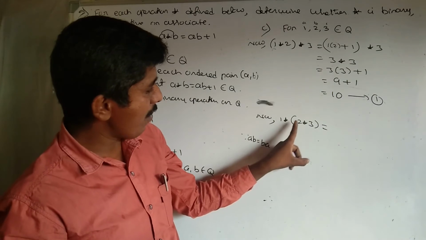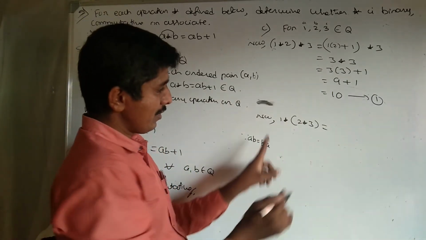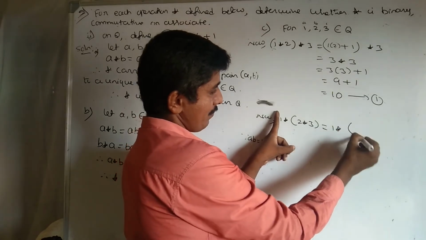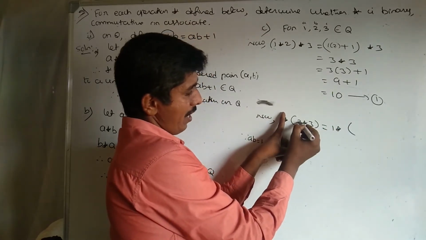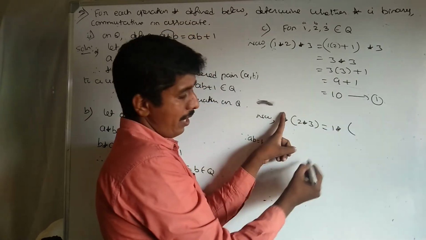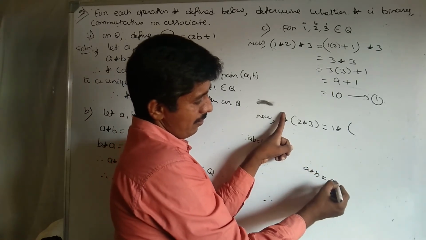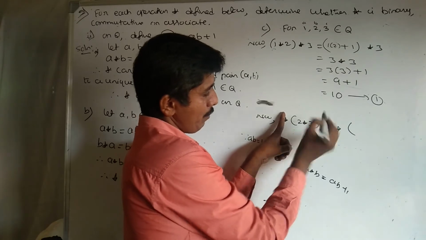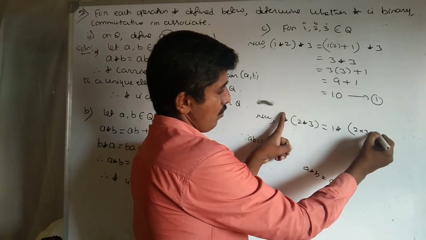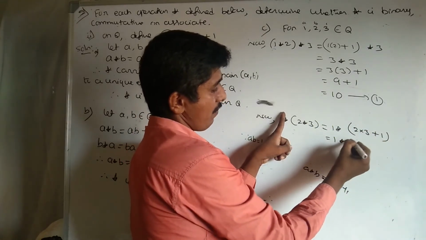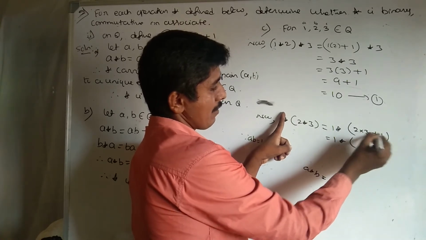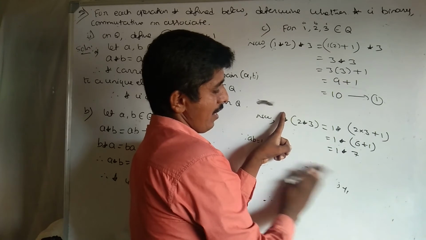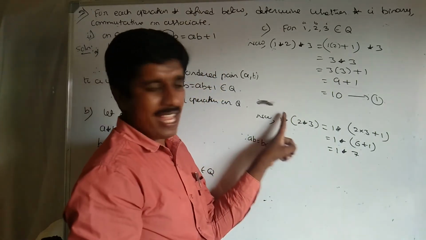RHS, A star (B star C). First within the bracket, 1 star is taken as it is. A star B is A into B plus 1, so 2 star 3 is 2 into 3 plus 1, which is 6 plus 1, 7.